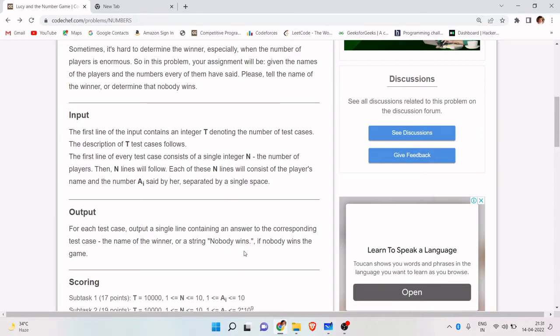Now let's see what is given in the input. Basically, in the input they are giving test cases, and each test case will be followed by n, the number of players. N is the total number of players we have, and the further n lines will have the name of the player and the number A of I said by them.